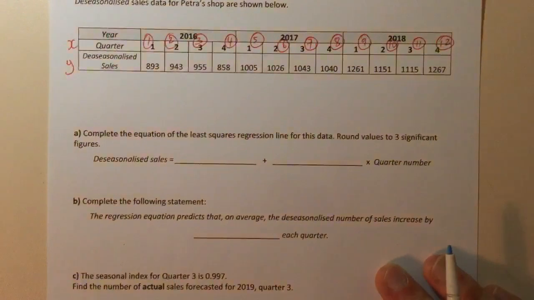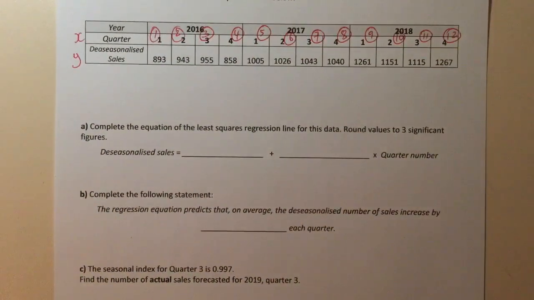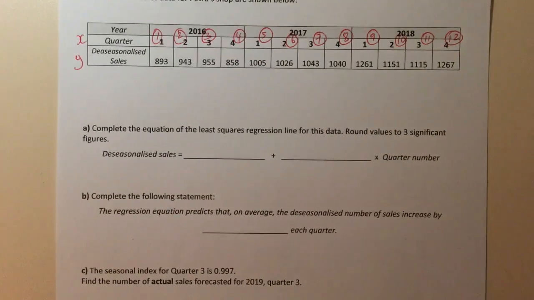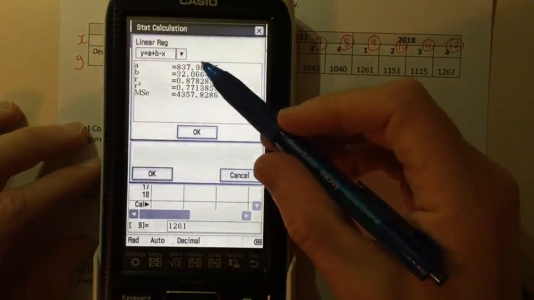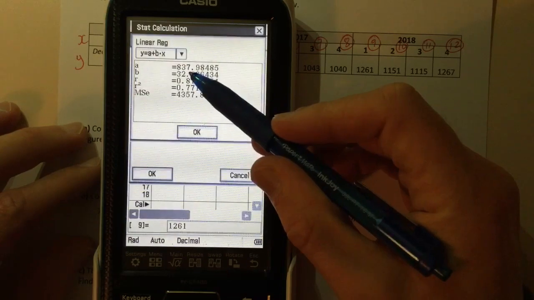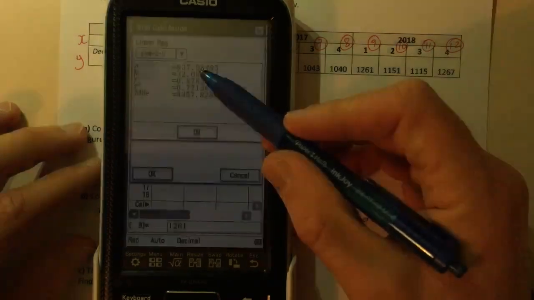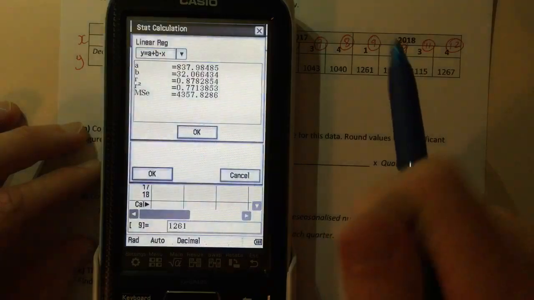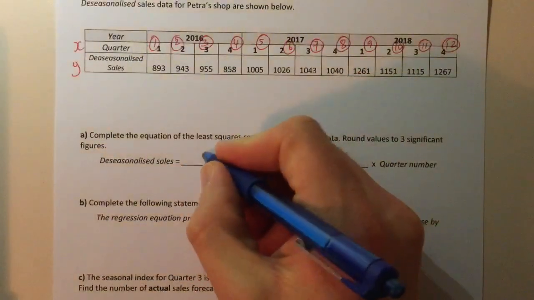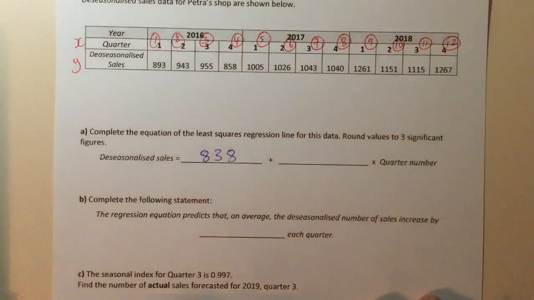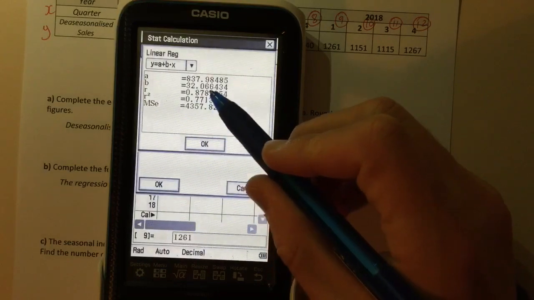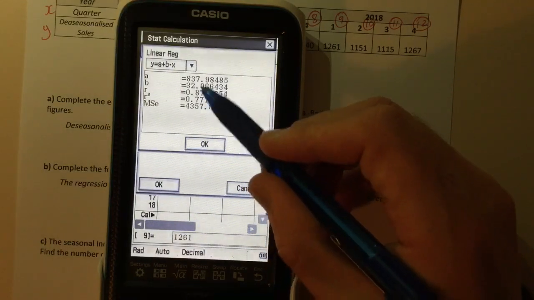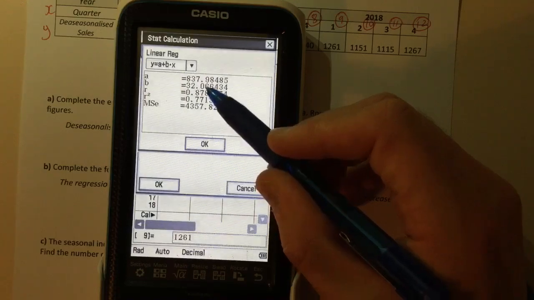The question said, it's one of those fill in the blanks ones, and it says to calculate the equation, round values to 3 significant figures. So our value of A is 837.9. If we're rounding that off, the third significant figure is 7, but the 9 after that is telling us to round off. So this is going to be 838 to 3 significant figures. And the B value, our gradient value, is 32.06. That 0 there is the third significant figure. The 6 afterwards tells us to round up, so it's 32.1.